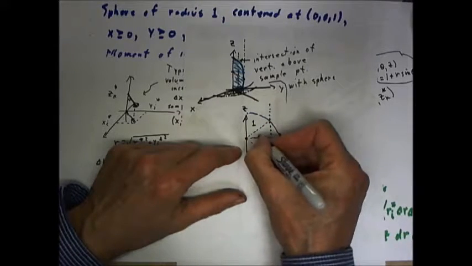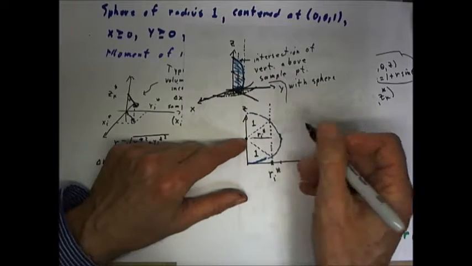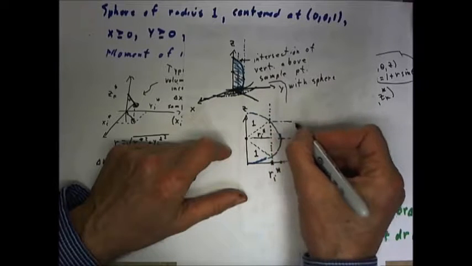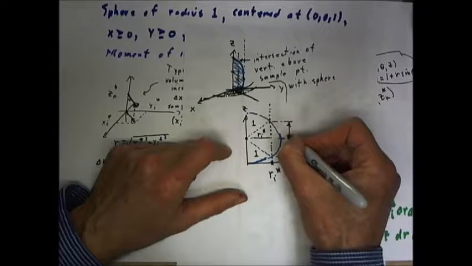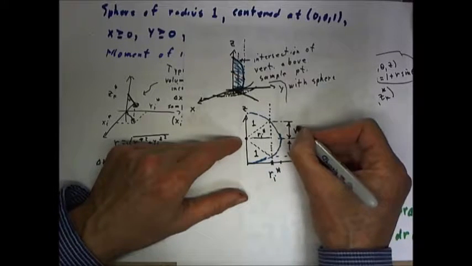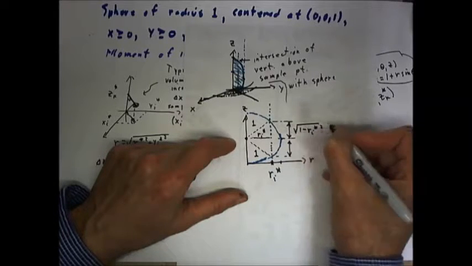And this distance here on both triangles is r sub i star, so that this distance here and this distance here are both the square root of 1 minus r sub i star squared.